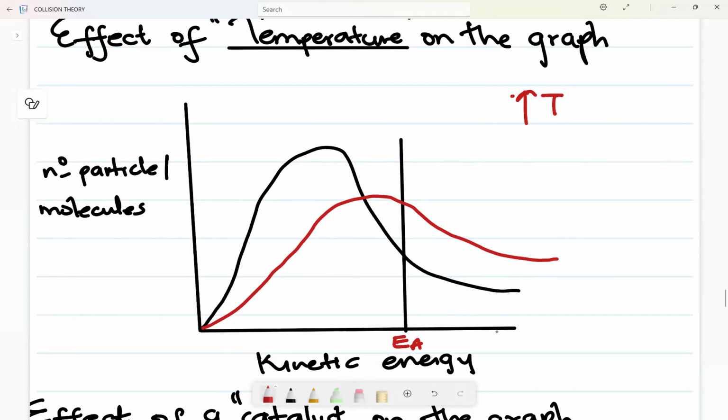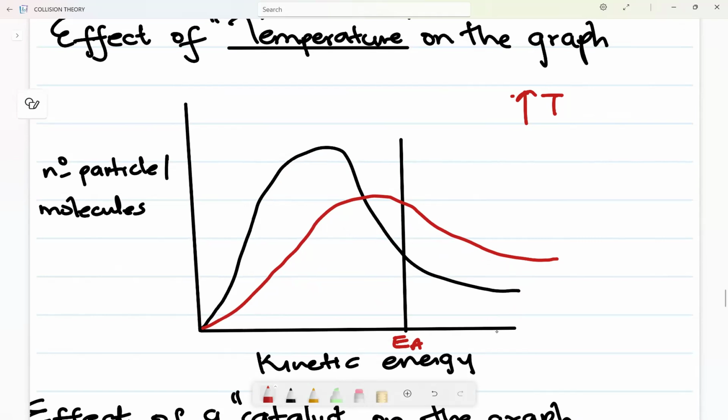And now take note of something. The area under the graph remains constant. The area here is still the same. The particles are still the same. The number of particles in here is still the same as those under the black color.